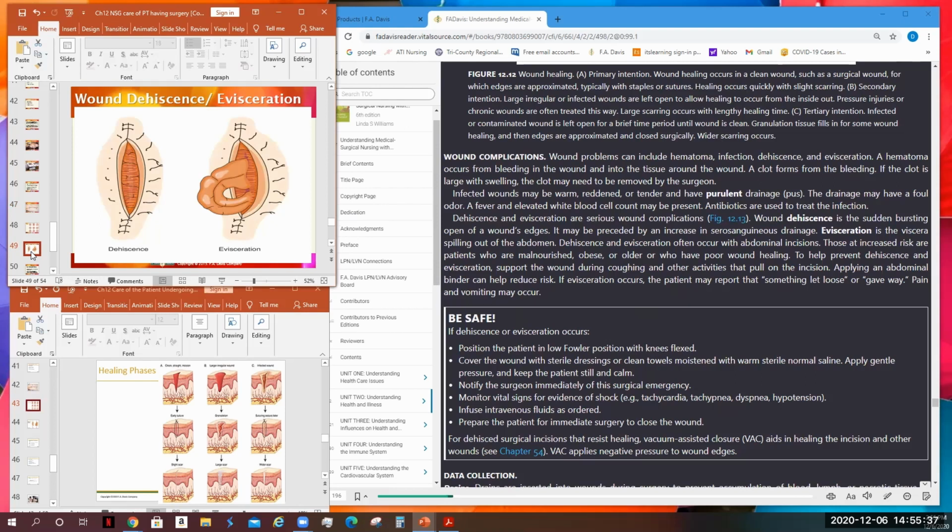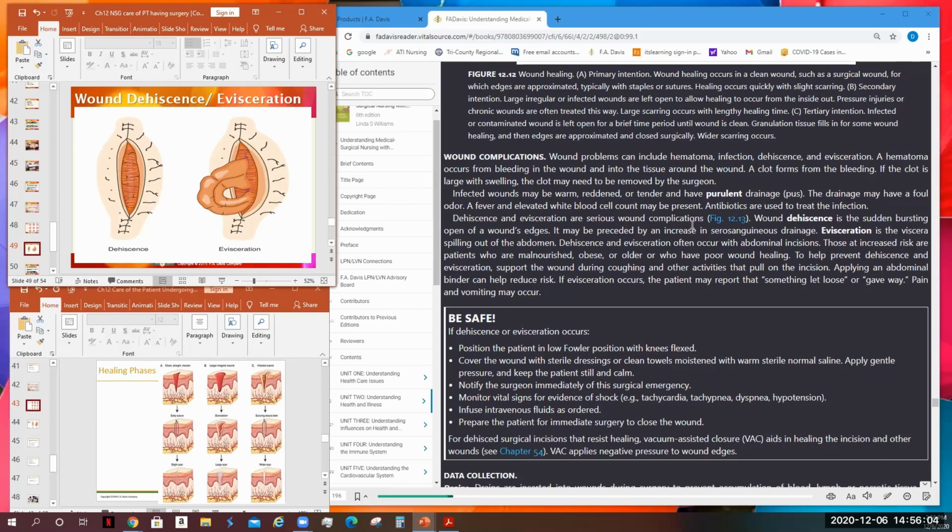Infected wounds may be warm, reddened, or tender and have purulent drainage or pus. The drainage may have a foul odor. A fever and elevated white blood cell count may be present. Antibiotics are used to treat the infection. Dehiscence and evisceration are serious wound complications.